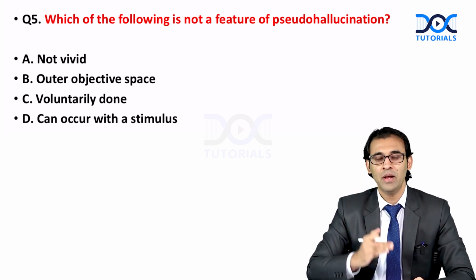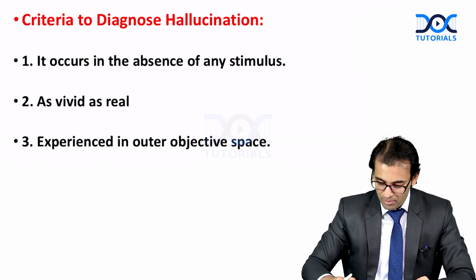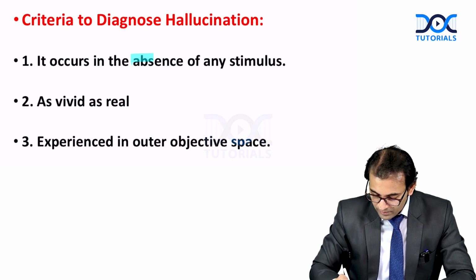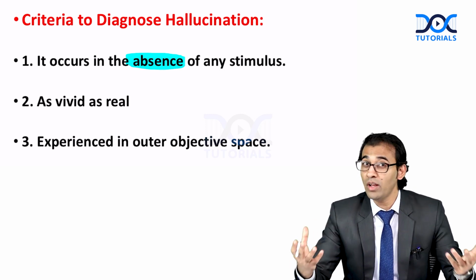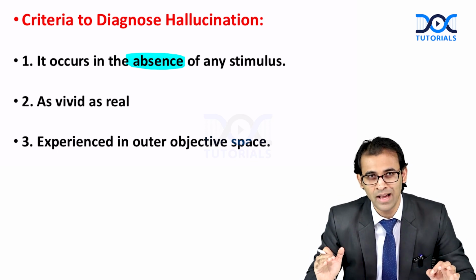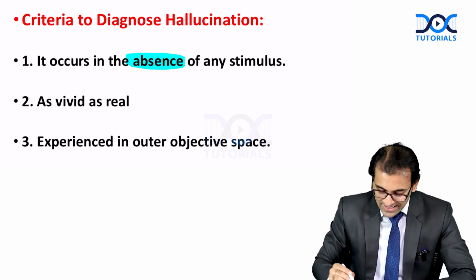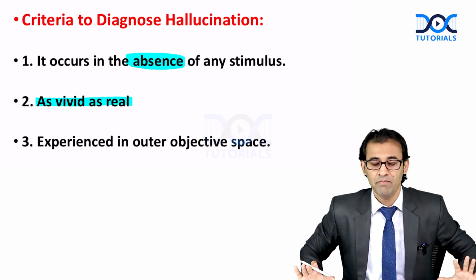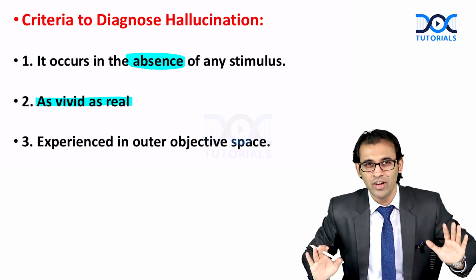Let's understand this part. Because there are 4 criteria to diagnose real hallucination. Remember, first is what definition? This occurs in the absence of any stimulus. So this is the definition of hallucination, that there is nothing but you can see something. Means false perception in the absence of any stimulus is called as hallucination. First criteria, there should be nothing. Second, it is as vivid as real. Means exactly the same. If a patient is describing something, this should exactly be the real.